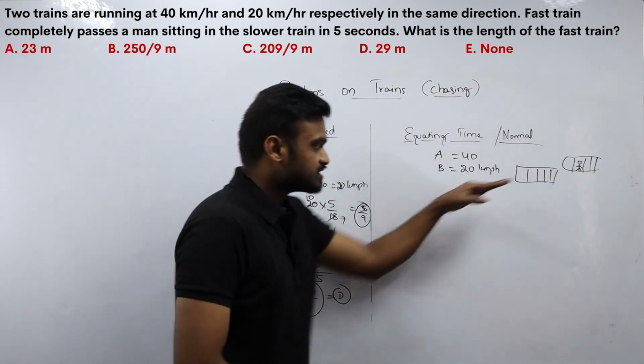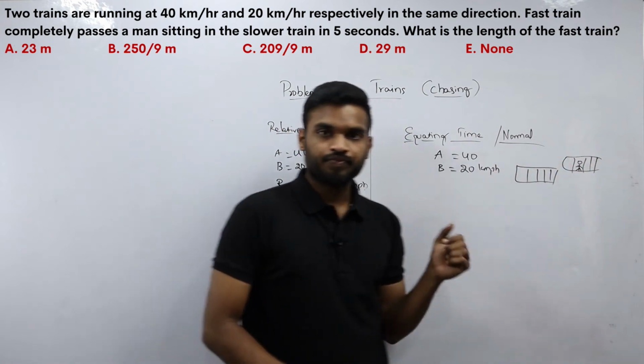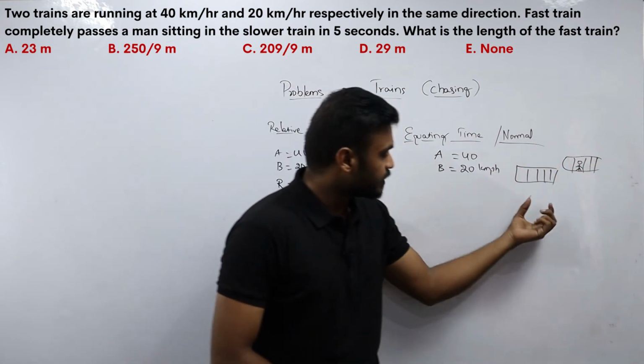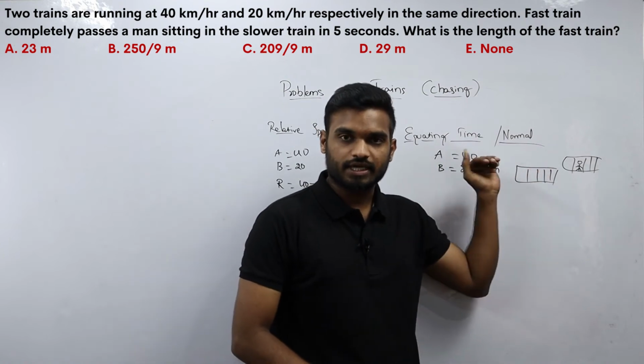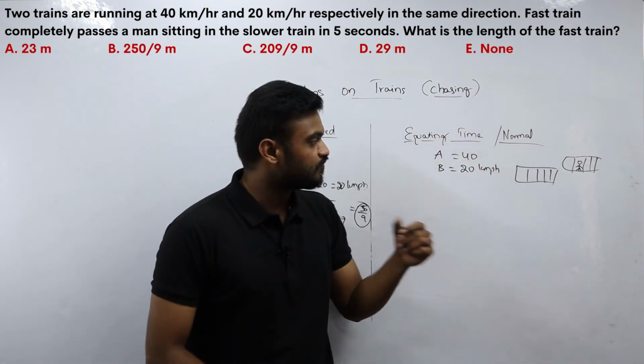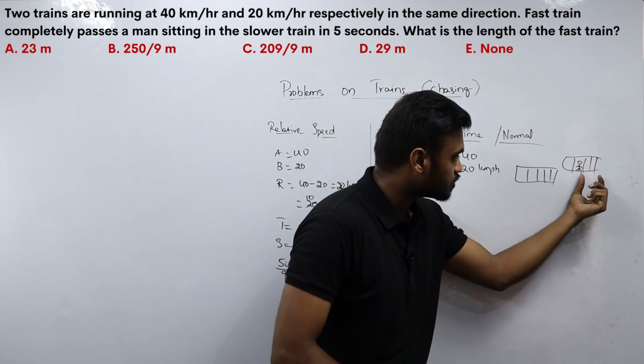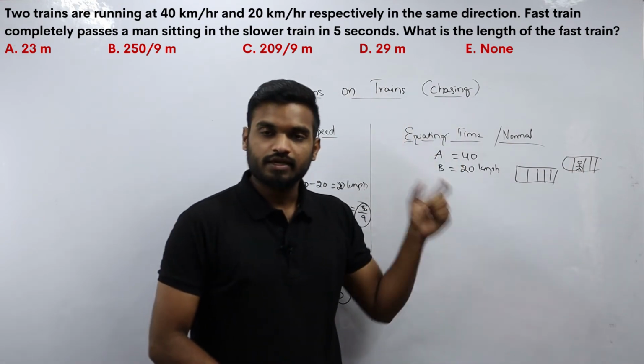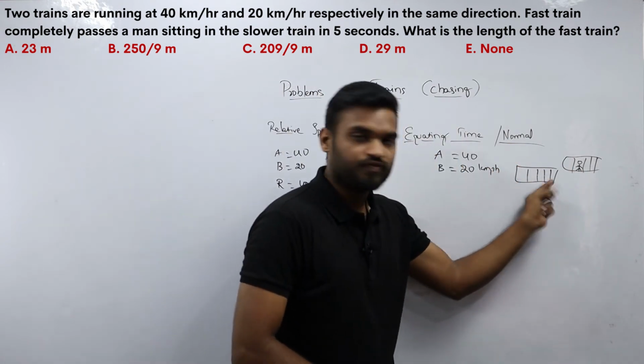Okay, now this faster train needs to overtake the man in the slower train. What they are saying is the time taken for the faster train to overtake the man in the slower train is 5 seconds. First of all, we need to find out the total distance traveled by the slower train in those 5 seconds. Then we can find out the total length of the faster train.